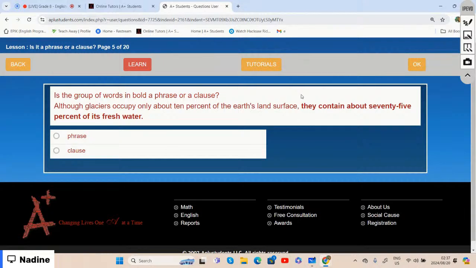All right, let's do the last one. It says, is the group of words in bold a phrase or is it a clause? Although glaciers occupy only about 10% of the Earth's land surface, they contain about 75% of its fresh water.